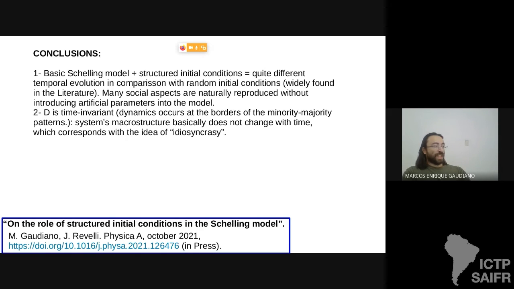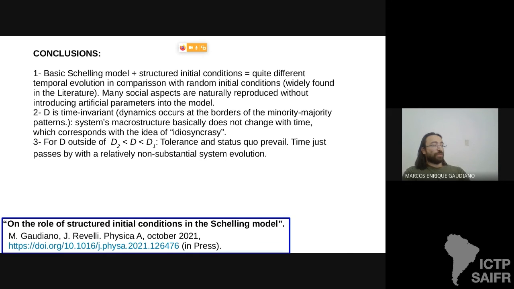Secondly, D is time invariant, that is, dynamics occurs at the border of the majority patterns. In other words, the system macro structure does not change. It corresponds with the idea of a kind of local idiosyncrasy that mostly determines the system's particular fate. Actually, for D outside of D2, D1, tolerance and status quo prevail. Time just passes by with a relatively non-substantial system evolution.